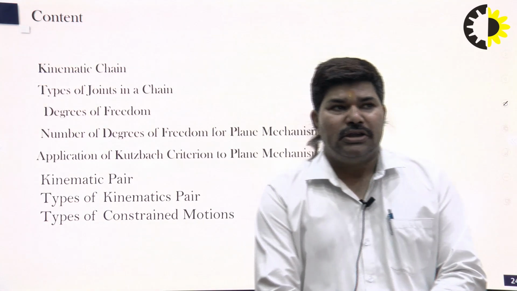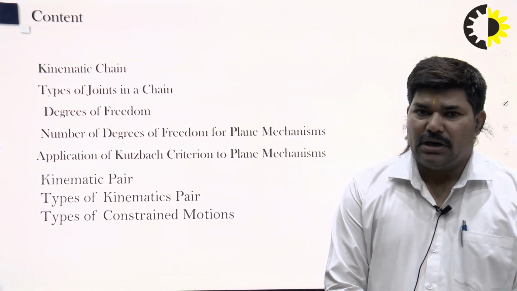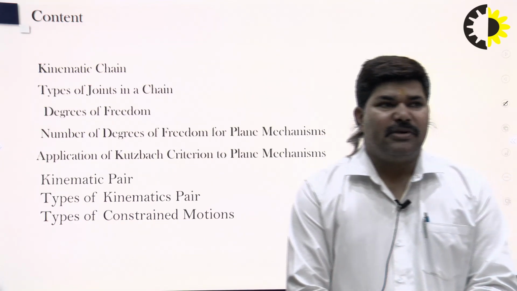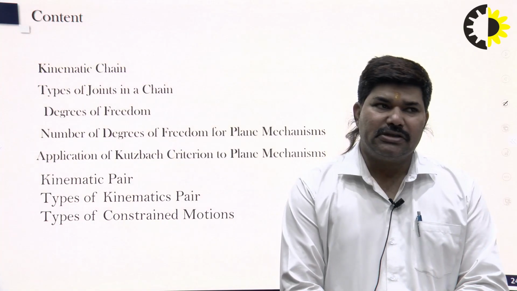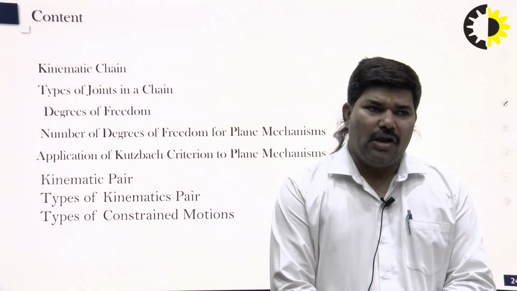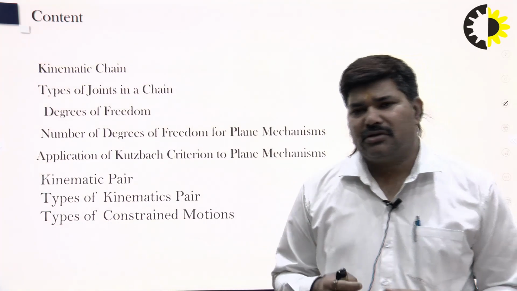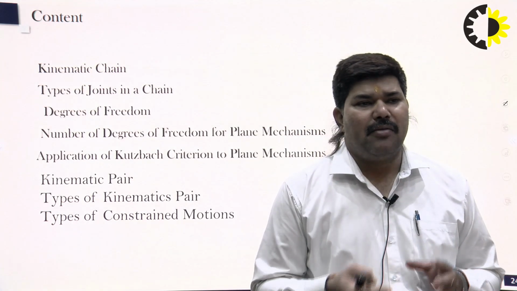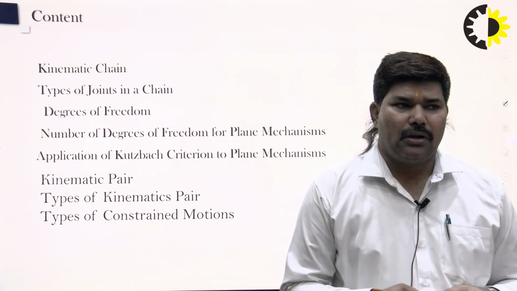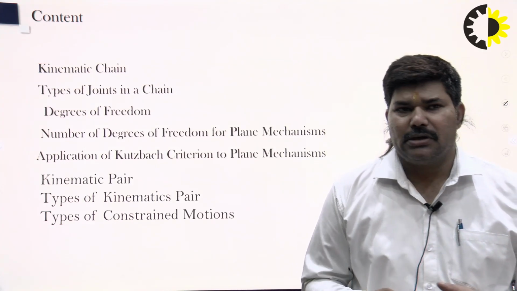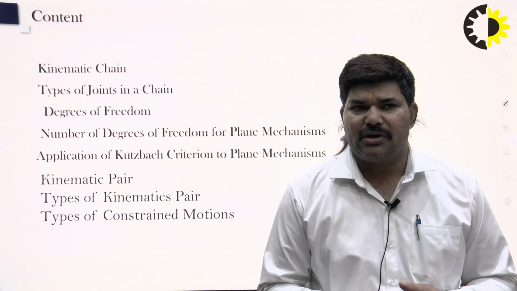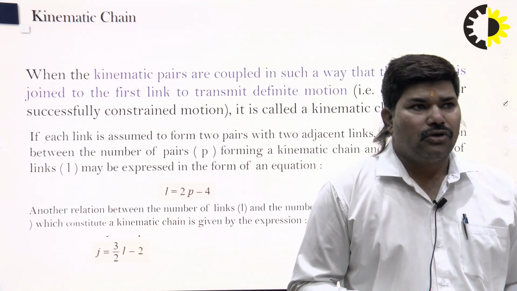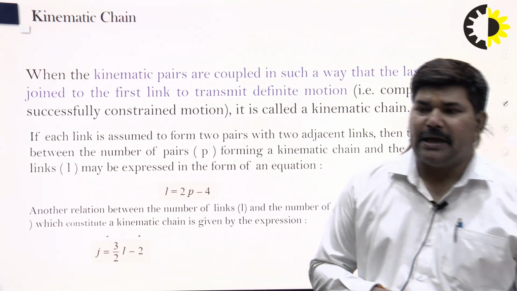So in continuation of this, today we can cover the kinematic chain, types of joints in the chain, the degree of freedom, the number of degrees of freedom for the planar mechanism, then application of the Kutzbach criterion, and the kinematic pair types. We can discuss the kinematic pair and all these details. So we can go one by one, starting with the kinematic chain.